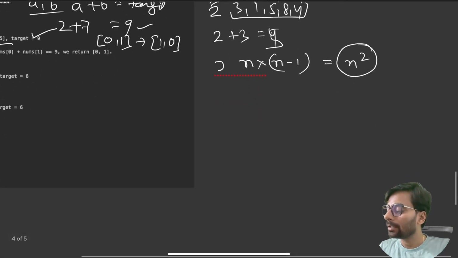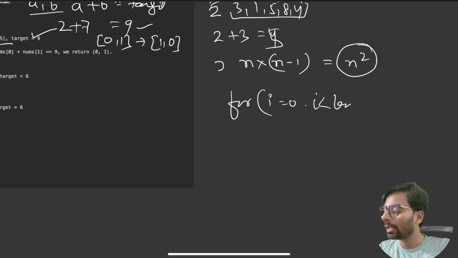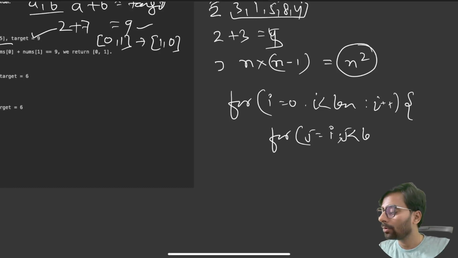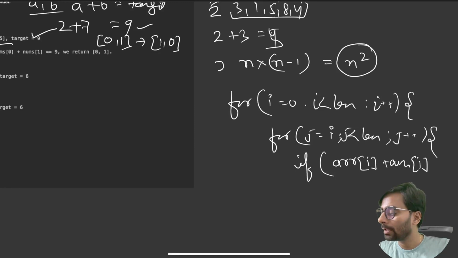If I write the pseudo code of this, we'll start from 0 and go till the length, i plus plus, and then we'll see whether the other numbers add up with this number or not. So we'll start from i, and this j will go till the length, j plus plus, and then we will see if array of i plus array of j is equal to target, then we can return this i, j.